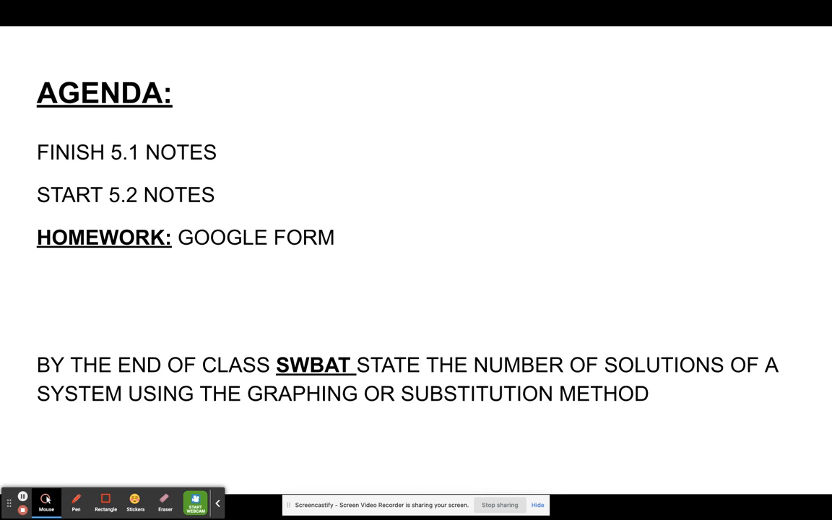By the end of class, you should be able to state the number of solutions of a system using the graphing or the substitution method. That's your goal.